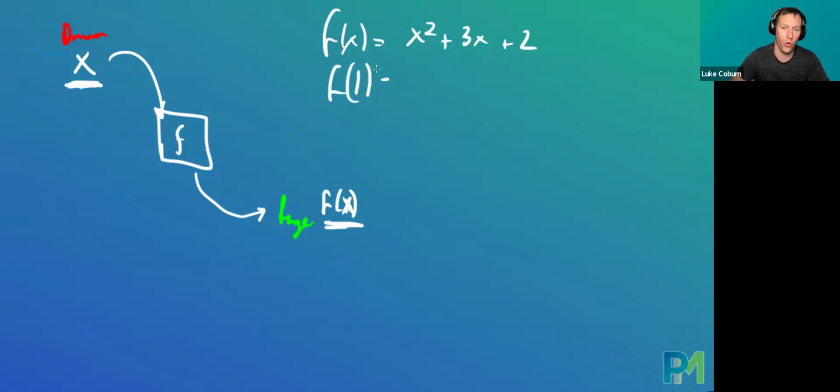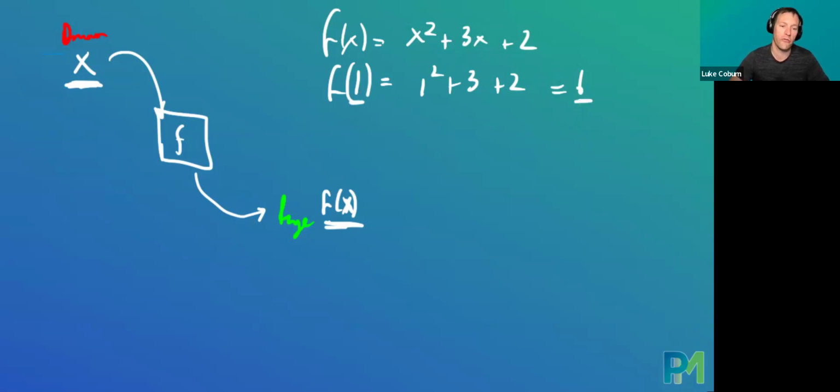F of 1. One number went in: 1 squared plus 3 times 1 plus 2, which is 6. So 1 went in and a 6 came out. One number in, and the number that went in came from the domain. The number that came out came from the range.